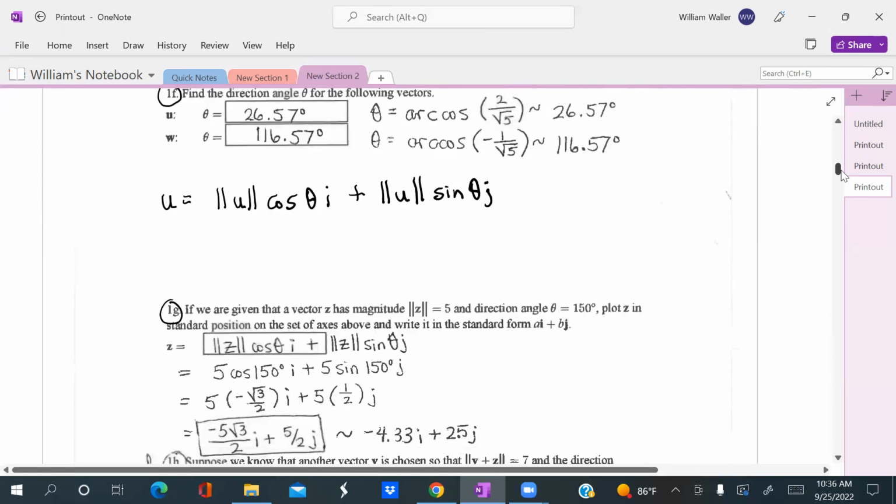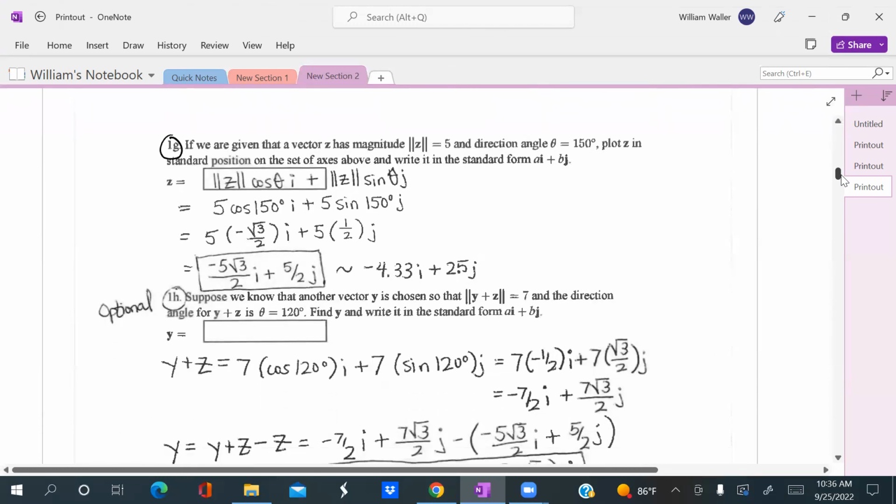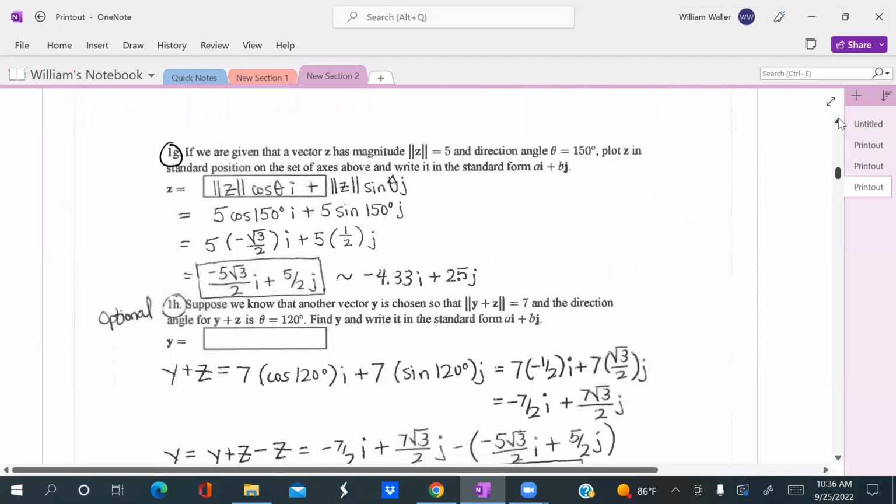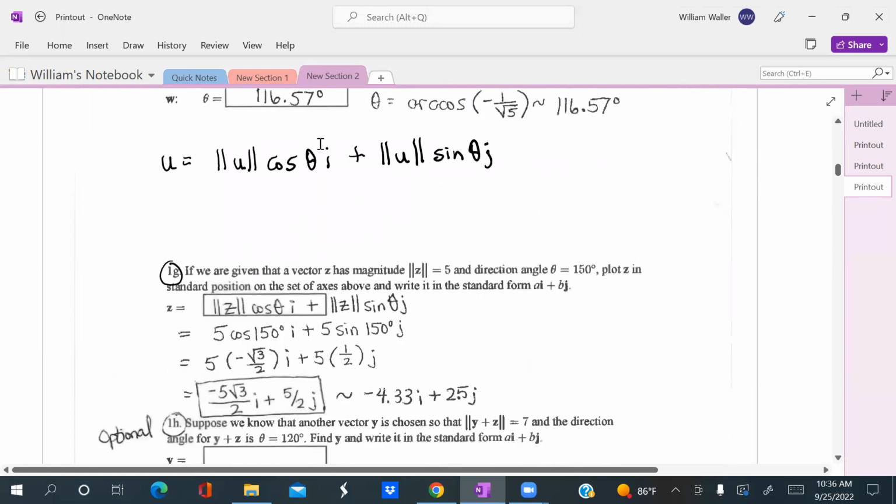Okay, let's try 1G here. So this one may be even a little bit more complicated. No, I don't think so, because again, it's going to exploit this formula. Here we have a vector z, and we're given that its magnitude is 5, and its direction angle is 150 degrees. So I think that puts the vector z in the second quadrant. The z forms an angle of 150 degrees with the x-axis. We do want to plot the vector z eventually, but before we do that, let's write it in our standard form, the i plus j form.